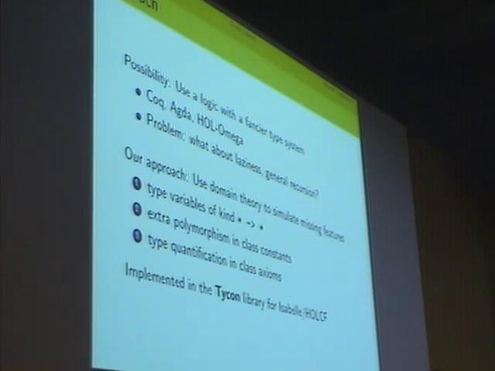So using some domain theoretic concepts, in particular, a lot of these involve using a universal domain type, we can emulate all the features that we needed to reason about type constructor classes. So type variables of higher kind, class constants that have polymorphic types, and then class axioms that use type quantification. And all these things are implemented in a library that's available for HOLCF called the Tycon library.